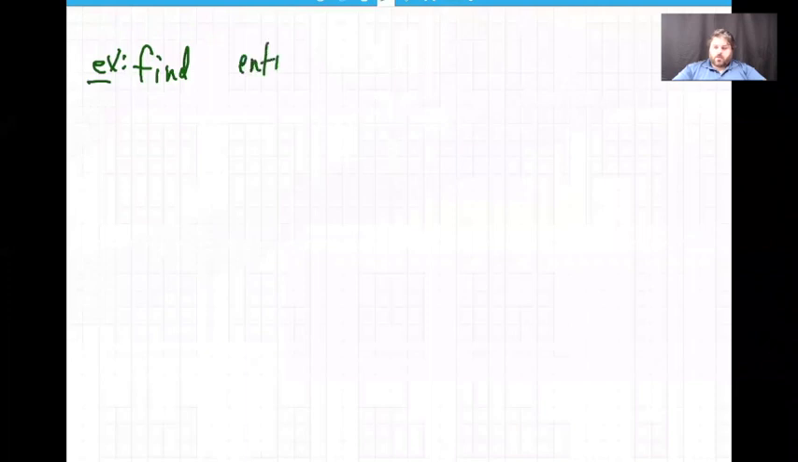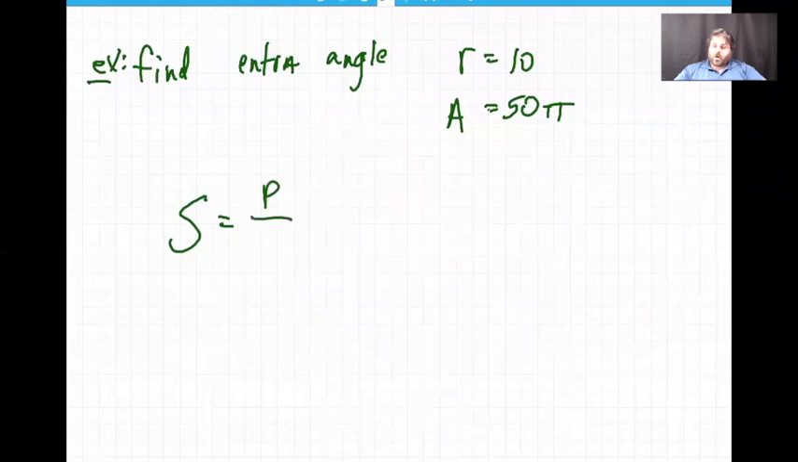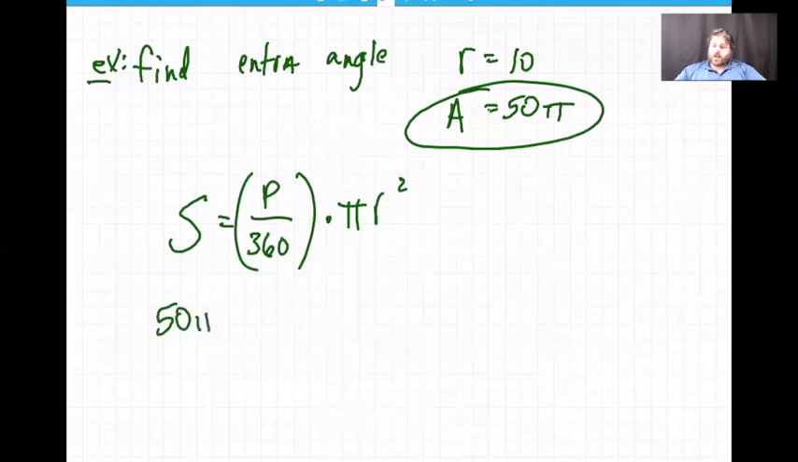So let's try something else. What if it says find the central angle? Another example: find the central angle if the radius of the circle is 10 and the area of the sector is 50 pi. This is a prime example of what we were talking about. Here's my formula, the part over the whole. We always know the whole is 360, times pi r squared. We know the area of the sector is 50 pi, so I'm going to fill that in for S.